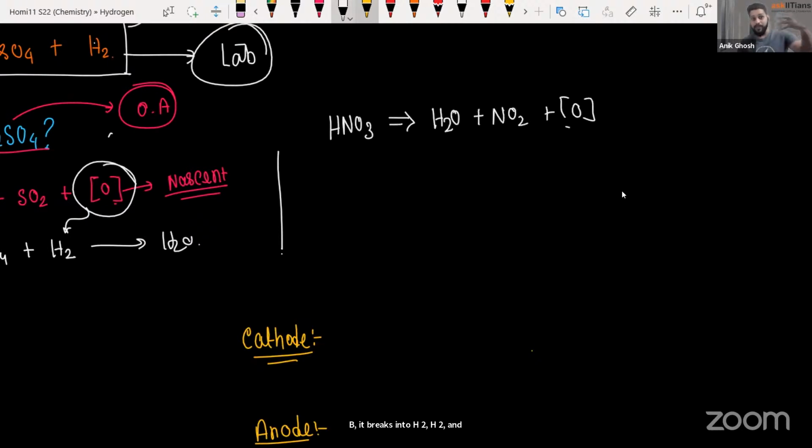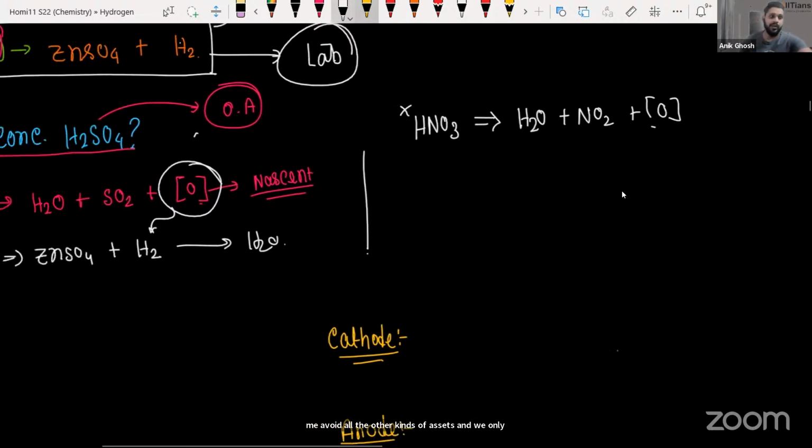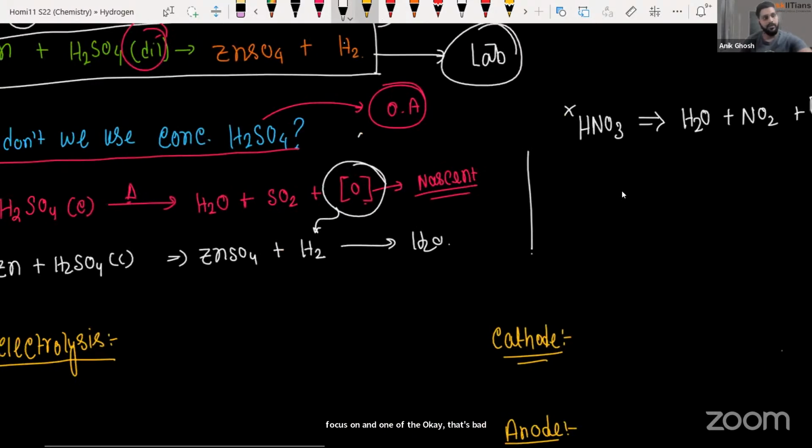Nitric acid is a famously known oxidizing agent. In organic chemistry, I'm going to teach you this many times: we would be giving nitric acid, and instead of getting a nitrated product, we get an oxidized product. So it's very infamous for this particular reason. Again, we'll be getting water out. That's why, guys, we avoid all the other kinds of acids and we only focus on H2SO4 on a dilute basis. So that's the entire logic.